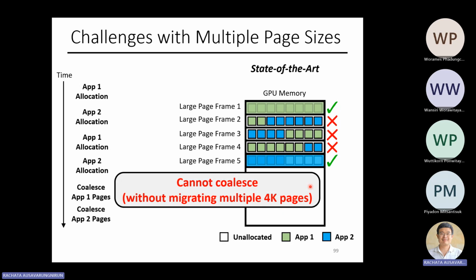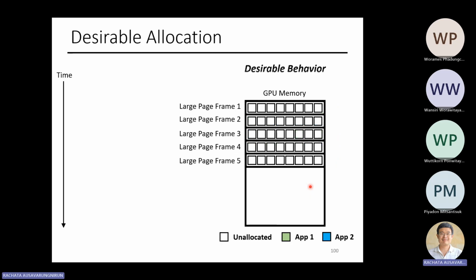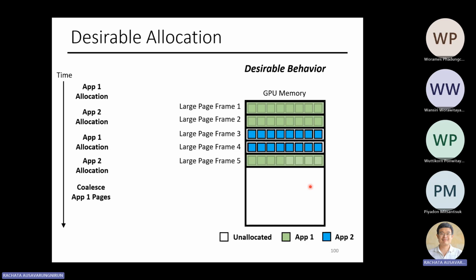If you want to move a bunch of 4 kilobyte pages, that's a lot of overhead. On top of that, you need to search what pages can be coalesced. Can I coalesce this? Can I coalesce that? A more desirable behavior is something like this: I have a guarantee that if I have allocations, they fall into the same page frame if they're from the same application. So this way, I don't mix the apps, right? And this way, I can always assume that I can coalesce every single large page.